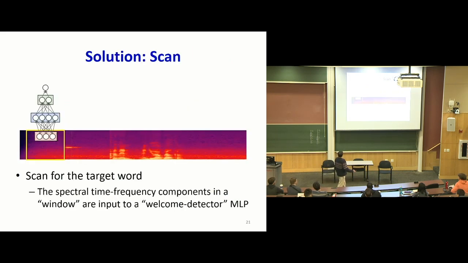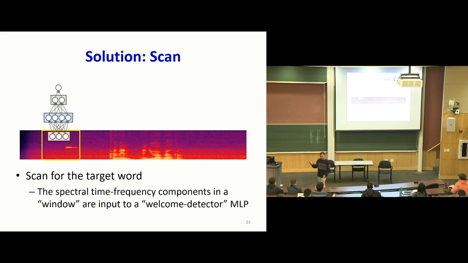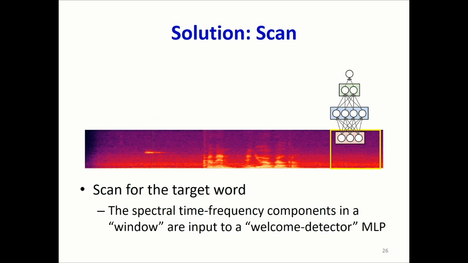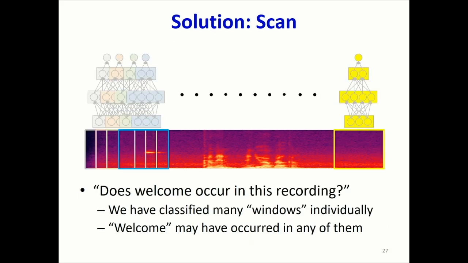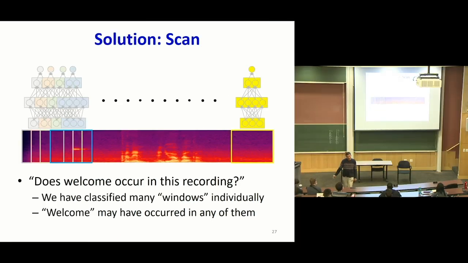So here's what I can do. I can build a little network which looks for the word welcome and scan. And I can go all the way to the end. I'm going to get one value for every location. And I've basically looked at windows of my input. I've classified individual windows to decide if there's the word welcome in it or not. But I just want one answer. And the one answer is, does this recording have the word welcome? How can I combine these?